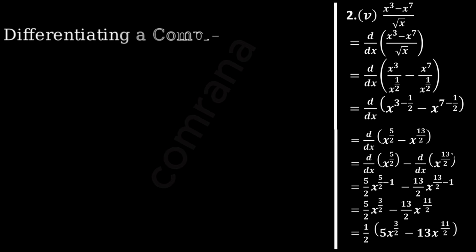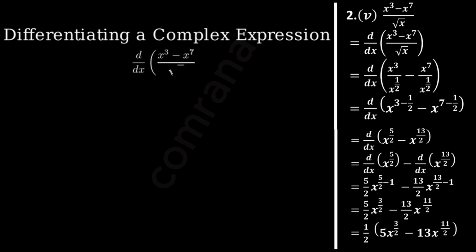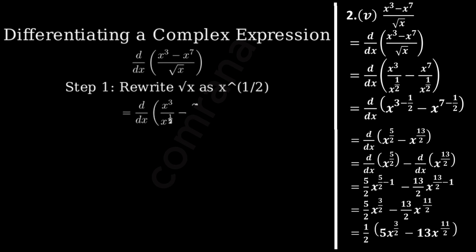Let's solve this differentiation problem step by step. We start with the expression x cubed minus x to the 7th, all over the square root of x. The first step is to rewrite this expression to make it easier to work with. We can rewrite the square root of x as x to the 1/2 power in the denominator. This gives us x cubed over x to the 1/2 minus x to the 7th over x to the 1/2.